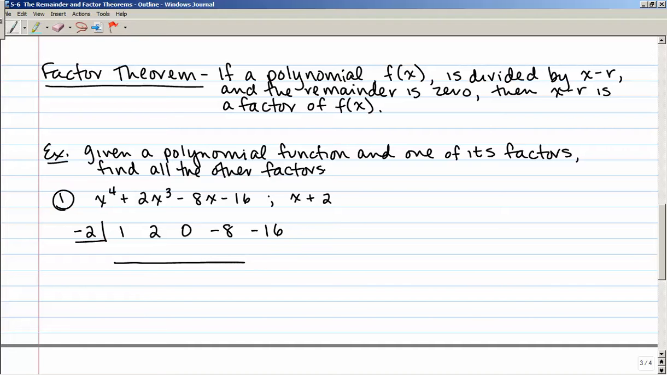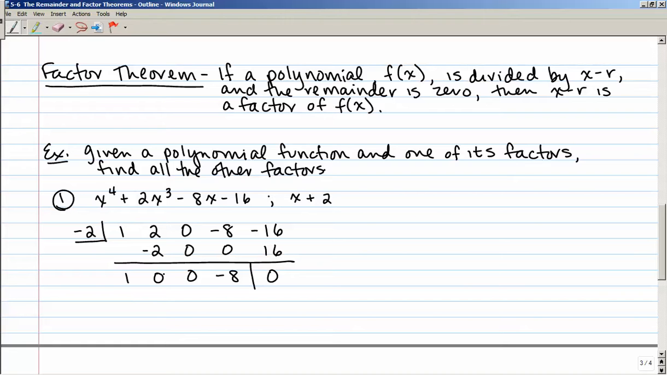And let's do synthetic division. Bring down your 1. That's going to give me a negative 2. Add those, it gives me a 0. That gives me a 0. Add those, that gives me a 0. This gives me another 0. Add those, negative 8. That gives me a 16, and my remainder is 0. So what that means is that this polynomial right here is actually a factor of our original polynomial.